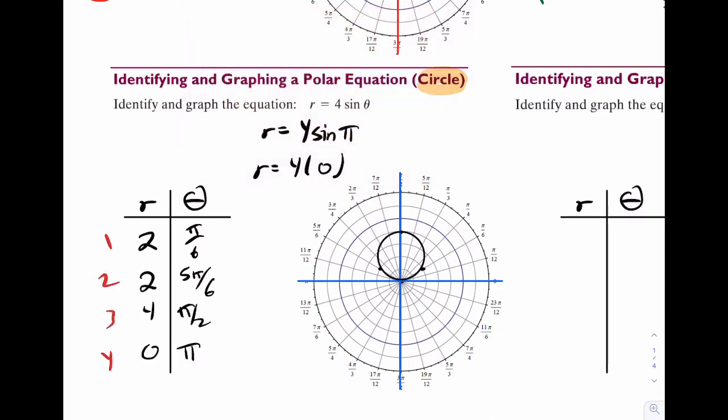1, 2, 3, 4. So again, here's our first point. Here's our second point. Here's our third point, and right there is our fourth point. So pretty cool. There's our circle, and notice how it's sitting right on top of the x-axis. So there's our first one. Now let's do the second one and let's see what happens.